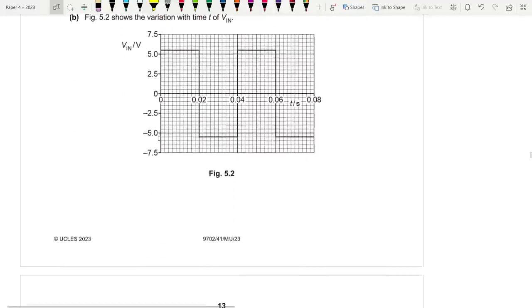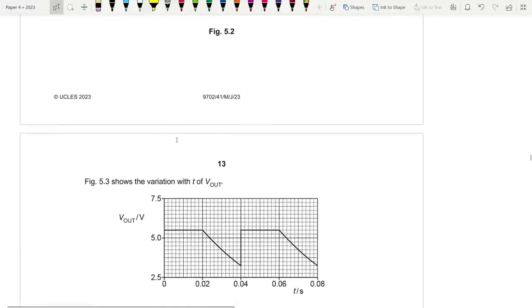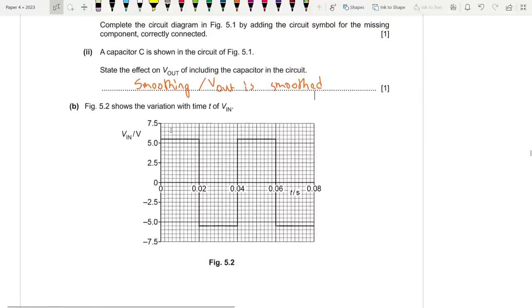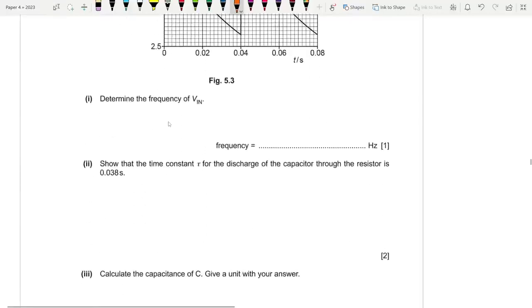Now figure 5.2 shows the variation with time of V in, the voltage that we are giving. The variation of V out is also given. Determine the frequency of V in. Pretty straightforward. As you can see, the time period for every rotation is 0.04 seconds. So you guys already know the drill. Frequency is equal to 1 by time period. So frequency is equal to 1 divided by 0.04, which is 25. That is equal to 25 hertz.